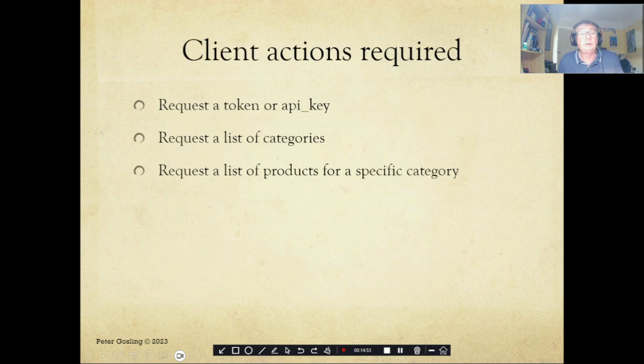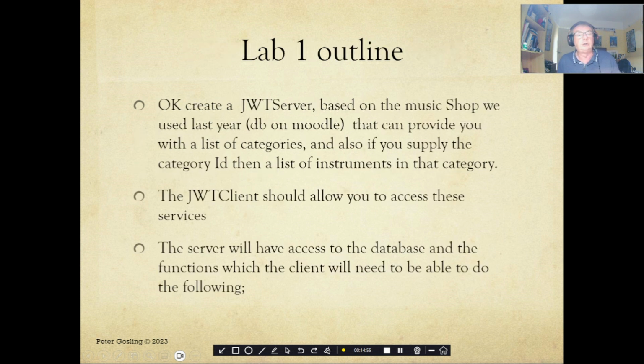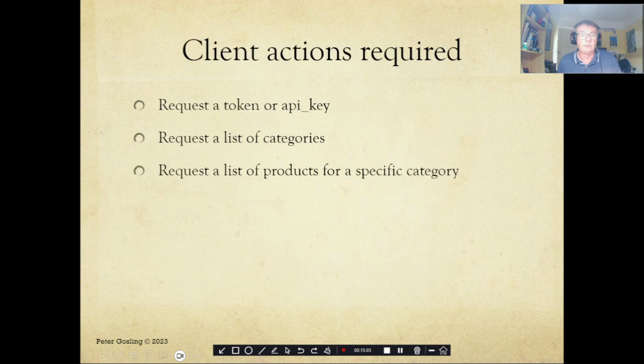JWT client should allow you to access these services. The server will access the database and the functions that the client will need to be able to do the following. You need to be able to request a token or API key. What you decide to be in the payload is up to yourself. I don't mind, but put something in the payload.